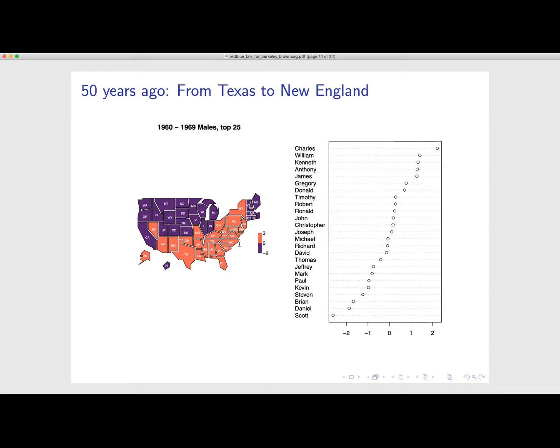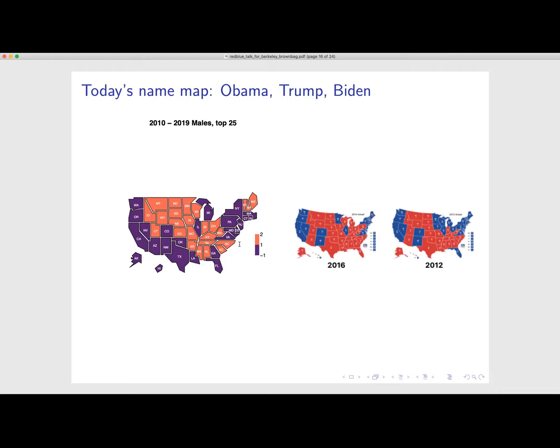Okay. So now let's look at the elections. Okay. Here we are. Here's our name score map. And here are the election maps.